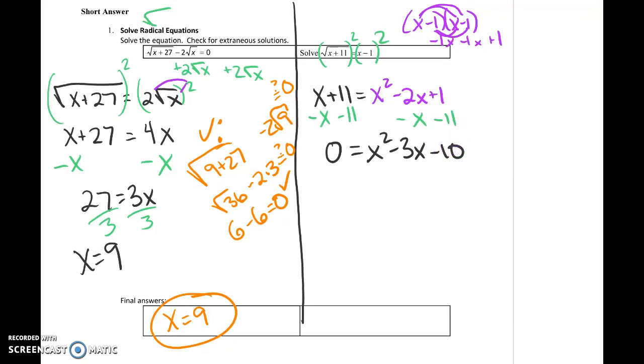I wonder if this will always factor. I'm looking at this, and I know, because I am a brilliant math student, that this actually factors. The factors of 10 that would combine to 3: there's 1 and 10, 2 and 5, and that's kind of it.